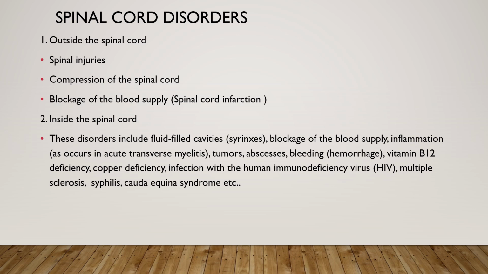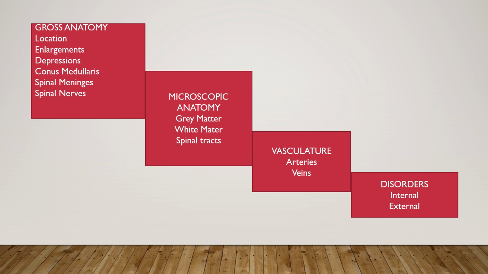That is the implication and application of anatomy in nursing. So thus we have come to the end of this video. In this video, we have discussed briefly about gross anatomy in terms of location, enlargement, depression, conus medullaris, spinal meninges, and spinal nerves. About microscopic anatomy, we have seen grey matter, white matter, and spinal tracts. Vasculature, we saw major arteries and major veins supplying and draining the spinal cord. And disorders, we have seen the internal and external disorders. So while caring for patients with these disorders, we need detailed anatomy and physiology of the spinal cord.